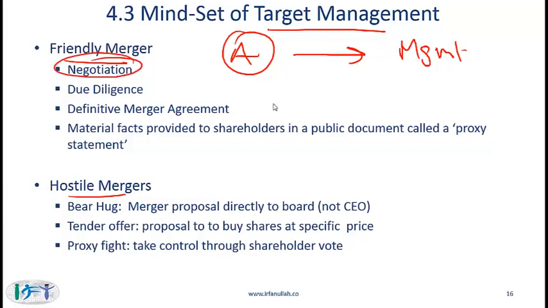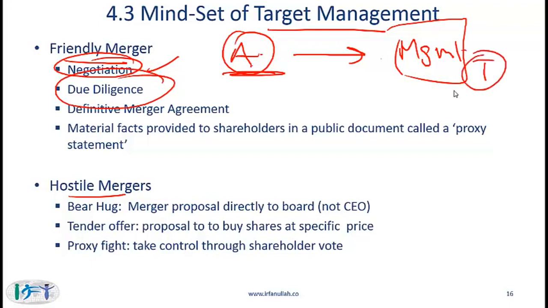There needs to be negotiation, because even though both parties want to merge, they want to get the best deal. What management should be trying to do is get the best possible price out of this, and what the acquirer is trying to do is pay as little as possible. So clearly a negotiation needs to happen. Both companies will do some due diligence. Company A will study Company T's books in detail, study the business, and obviously this management team will also study Company A. Once they come to an agreement, they define a document called the definitive merger agreement.